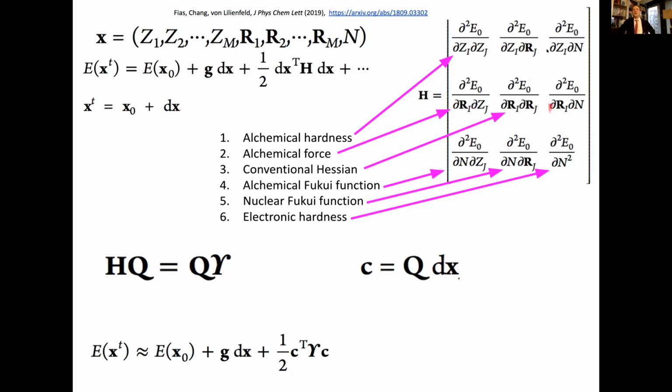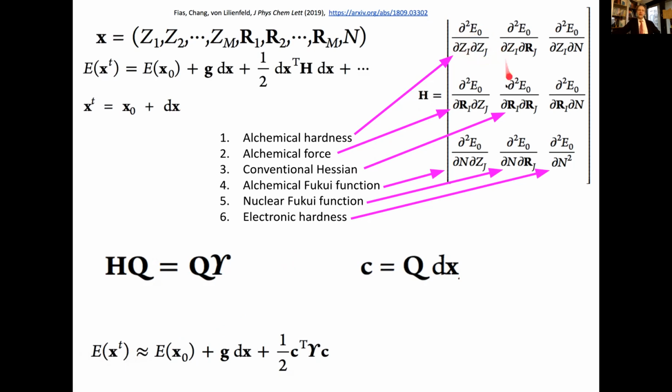In the case of the nuclear charges, you don't have 3n, but n normal modes. There's an n by n matrix, right? And then, of course, if you do this diagonalization with this Hessian, the general form is always this one. And so you can also expand your energy then in these normal modes.